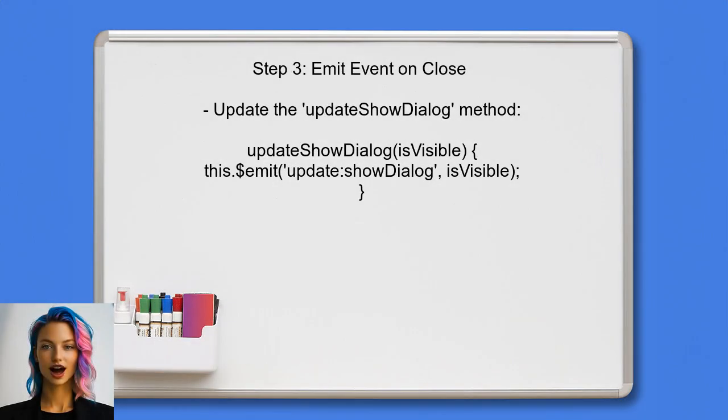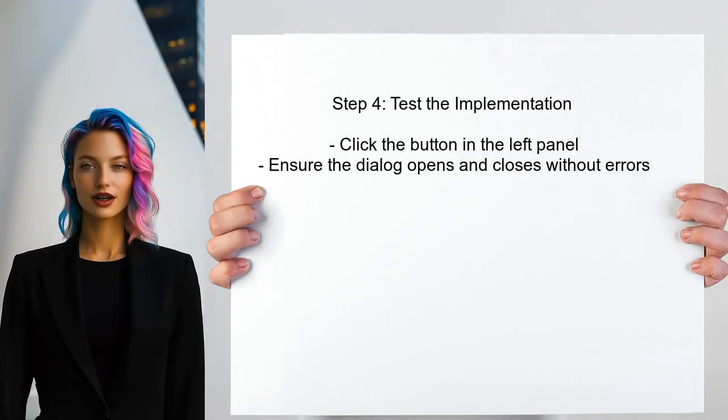Now, the user needs to ensure that the dialog's visibility is updated correctly. They can do this by emitting an event when the dialog is closed, which will update the parent component's data. Finally, the user should test the implementation to confirm that the dialog opens and closes as expected without any errors. They can do this by interacting with the button in the left panel.